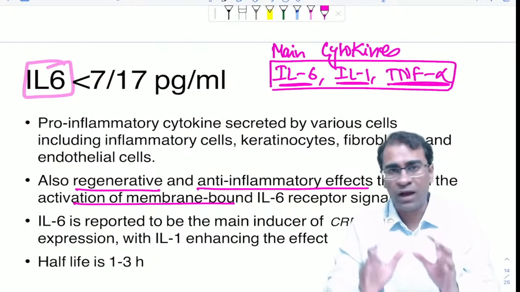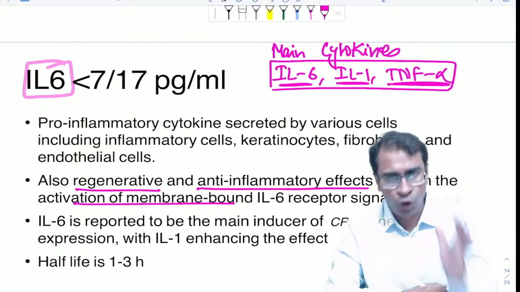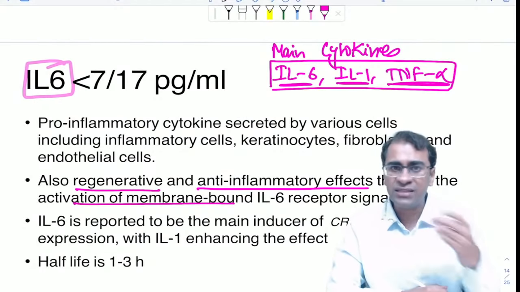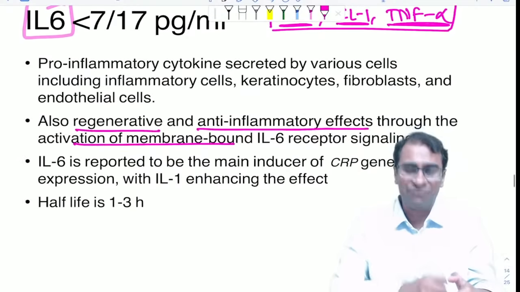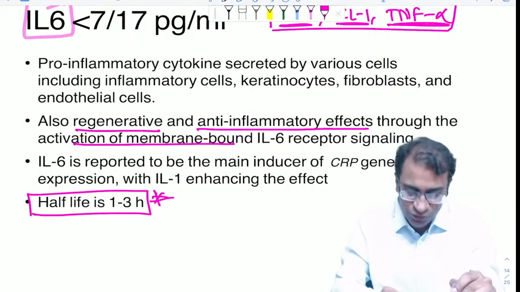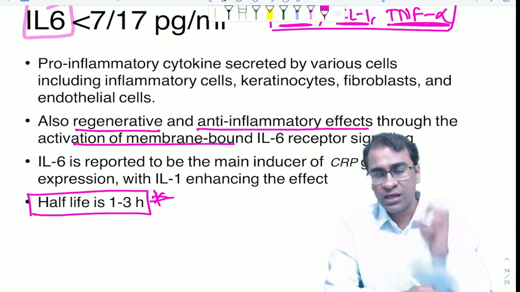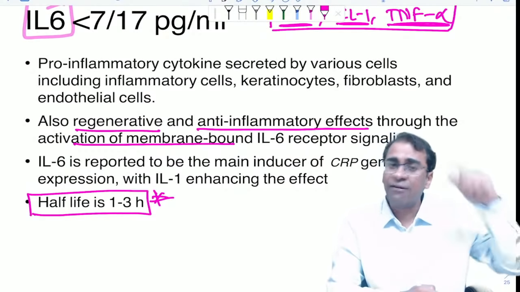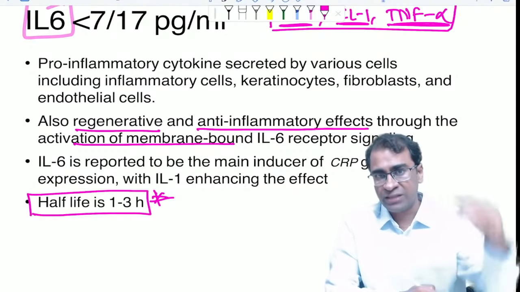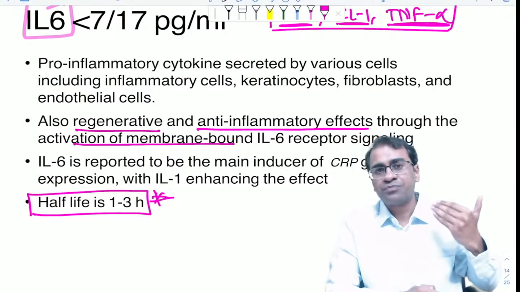But then I have not asked the main question. So still tell me, why will you find a normal IL-6 in a case who has high CRP? Look at the basic fact, guys. The half-life is just 1 to 3 hours. So if you know this fact, you will never confuse yourself. The half-life of IL-6 is 1 to 3 hours, and IL-6 is released from the adult macrophages. These macrophages release IL-6, and some of the IL-6 comes into the bloodstream.